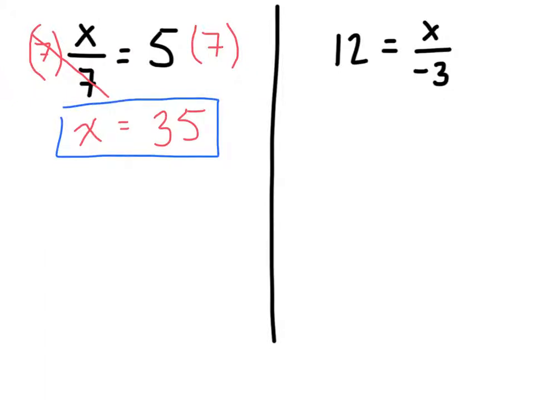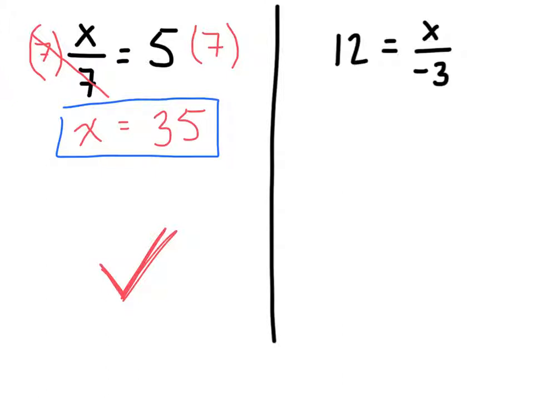Remember to double check. All you have to do is take this x is equal to 35. Wherever you see the x, take 35, plug it right back into the equation. So what is 35 divided by 7? That is equal to 5. So this x is equal to 35 is correct. Now what I want you to do, pause the video, try the equation off to the right where 12 is equal to x divided by negative 3. Remember, this is a negative 3. So a negative times a positive is always going to equal a negative. So pause the video and unpause the video when you're ready to see the way that I solved it.